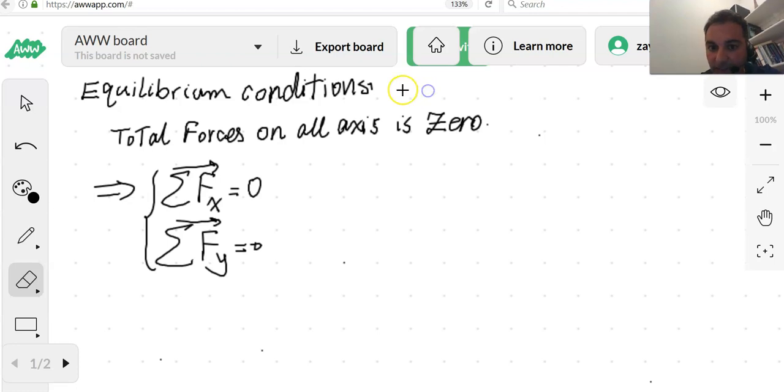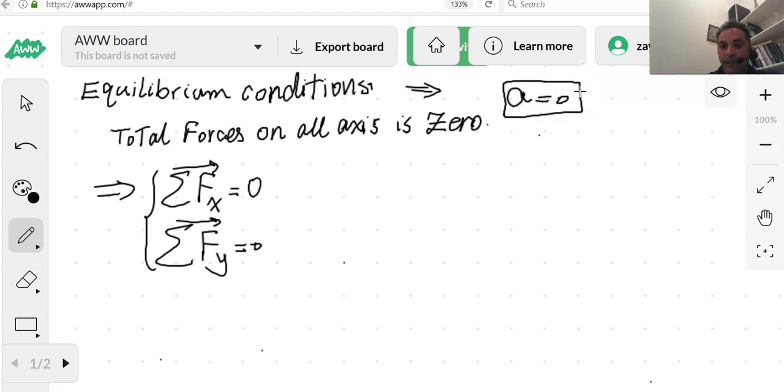So in reality, we can say equilibrium means acceleration is zero. Let me see why I wrote it like that. So acceleration is zero. If acceleration becomes zero, therefore we can say what? The total force on the object is zero. Correct?